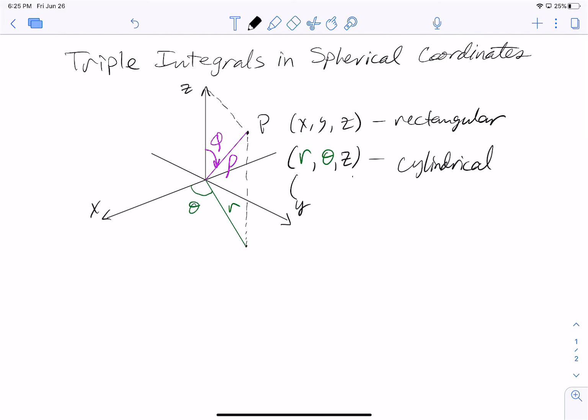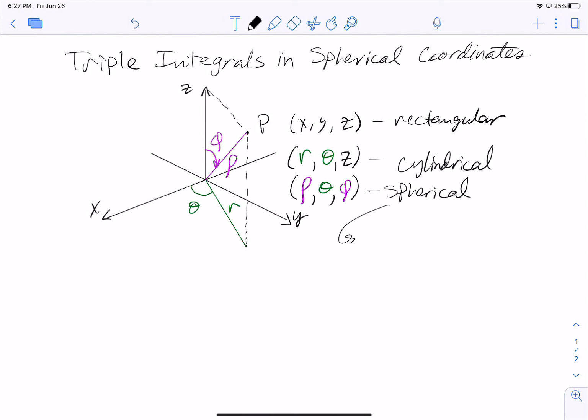And a point in spherical coordinates has coordinates rho, theta, and phi, where again, rho is the distance from the origin to the point. Theta is the angle between the positive x-axis and the projection of the point in the xy plane. So theta lives in the xy plane. And then phi is an angle made with the positive z-axis.